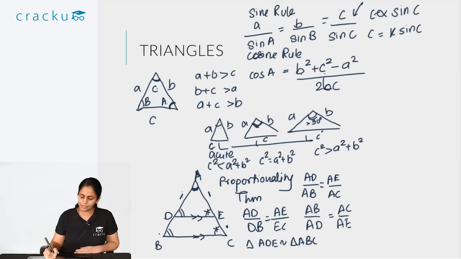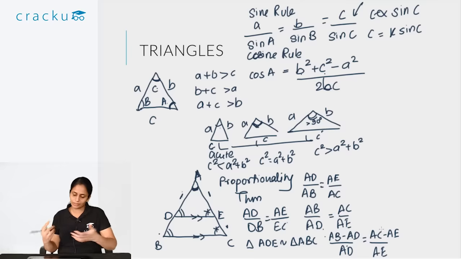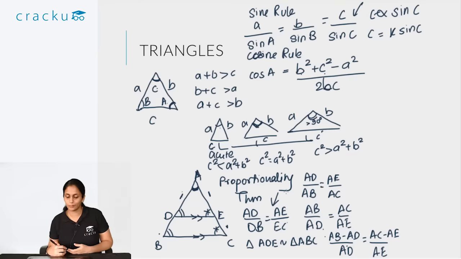Now AB is essentially AD plus DB. By using dividendo, I can say that (AB minus AD) by AD is equal to (AC minus AE) by AE. So from this you can derive that DB by AD is equal to EC by AE, or the inverse of that, which is this theorem essentially. So the proportionality theorem is nothing but an extension of the similarity of triangles concept.